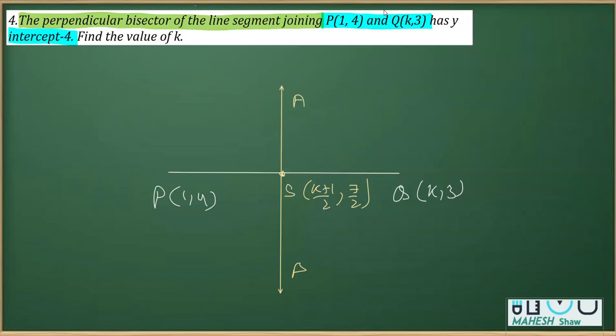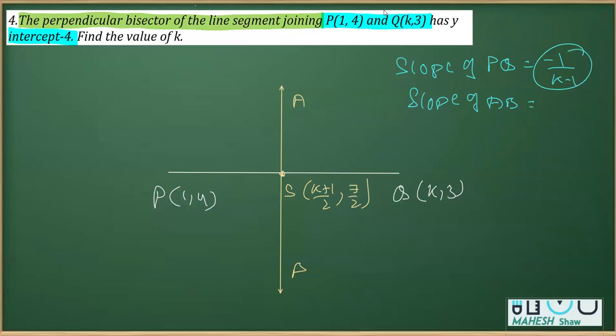So slope of PQ is what? Slope of PQ using y2 minus y1, that is minus 1, over x2 minus x1, k minus 1. Now, you know that when two lines are perpendicular, the slope of one is the negative reciprocal of the other. So the slope of AB will be the negative reciprocal of this. So the negative reciprocal of this is k minus 1.